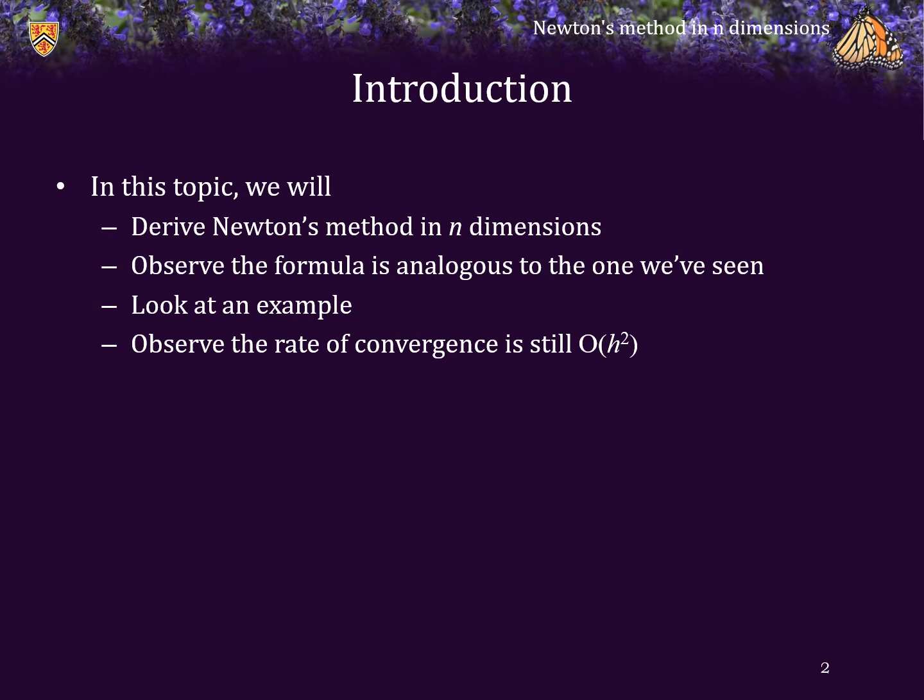So in this topic, we will derive Newton's method in n dimensions, and we will observe that the formula we find is analogous to the one we've already seen, that is, the one where we apply Newton's method to find the root of a single nonlinear expression in one variable. We'll look at an example, and we will observe that the rate of convergence is still order h squared.